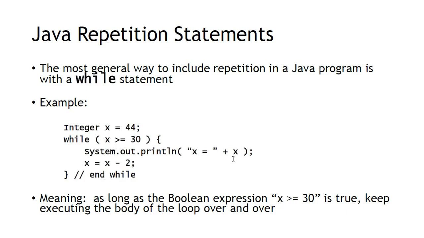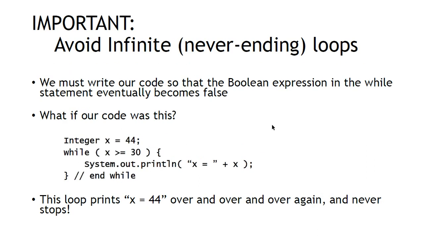Sorry. It's important, you want to avoid writing a loop that never ends. So this idea of having a statement inside the body of the loop that changes the value of x is really important. If we have the following example here, where inside the body of the loop the only thing I'm doing is printing, x is never changing, so every time I go back and test, 44 is greater than 30, yes, print another line with x equals 44.